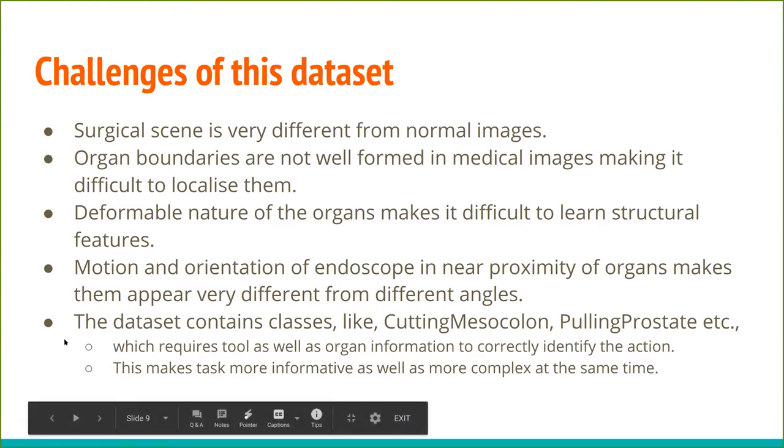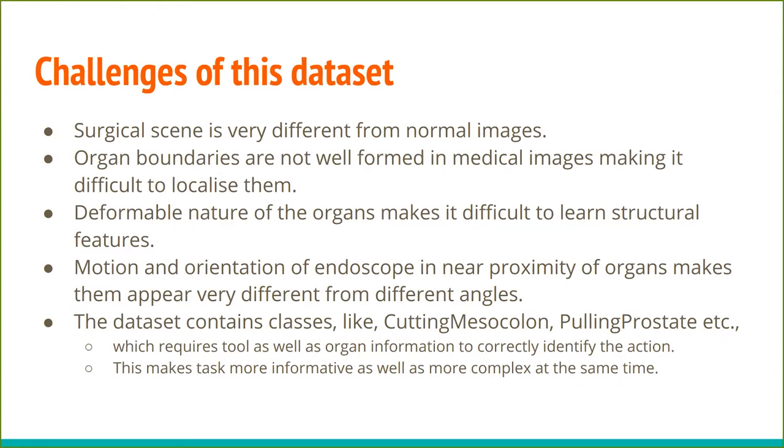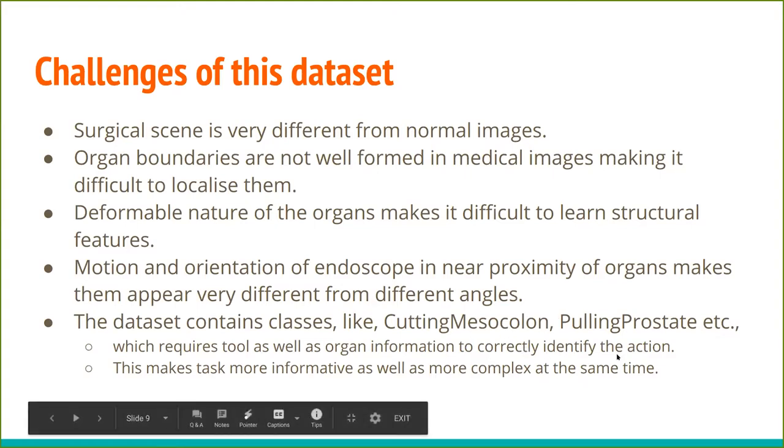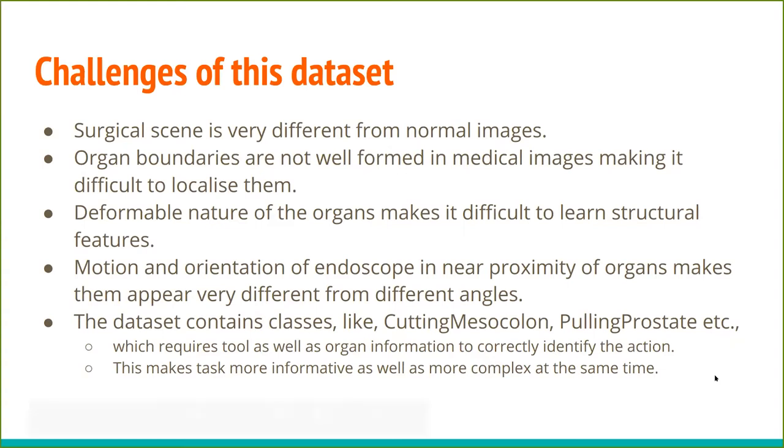Finally, the action classes that we decided, the 21 action classes, were like the examples here, like cutting MS colon and pulling prostate. So it's not just the action performed by SARAS arms or Da Vinci arms, the tool that we are using. It also contains the organ on which we are performing the action. So it's a more informative kind of action detection, where we also know what kind of action we are performing. But it also adds to the complexity, because now you need to know what the organ is on which the tool is performing the action.